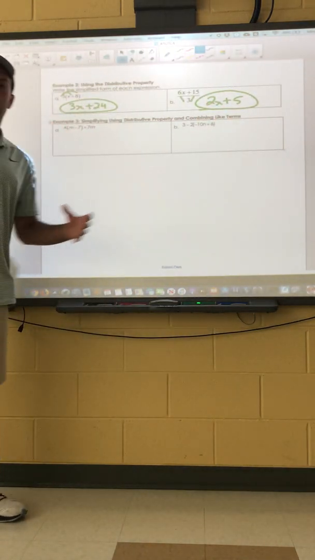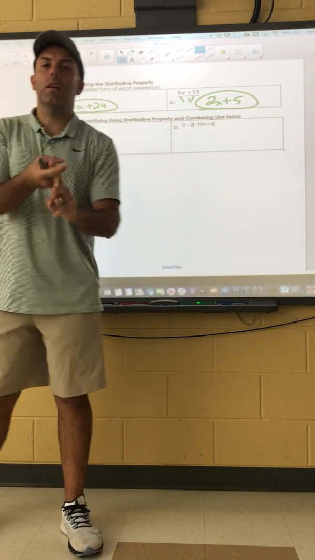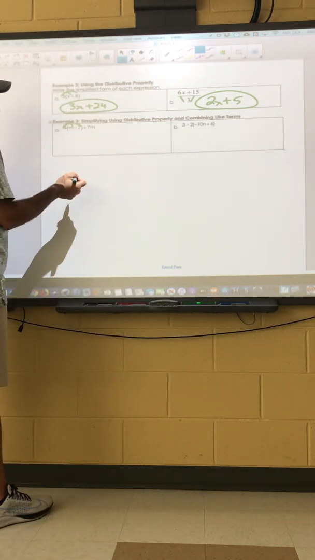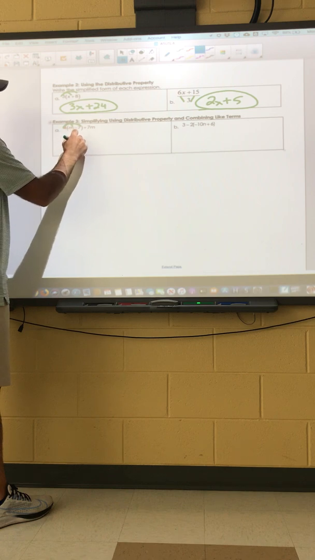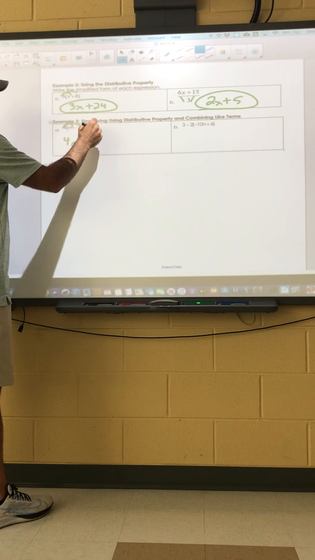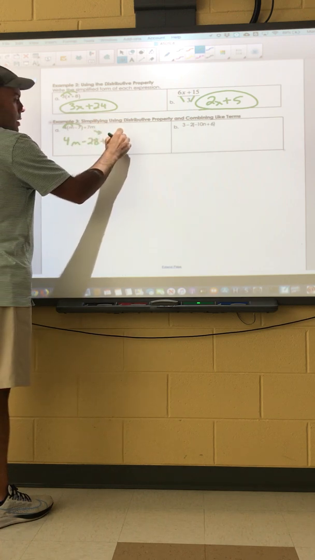Okay, so now let's put those things together. We're going to combine like terms and use the distributive property. Okay, so I'm going to multiply the 4 in here first. 4 times m is 4m. 4 times negative 7 is negative 28. I'm going to bring that 7m down.